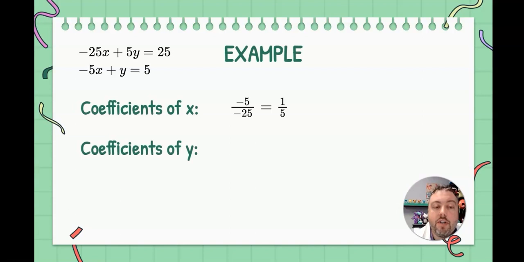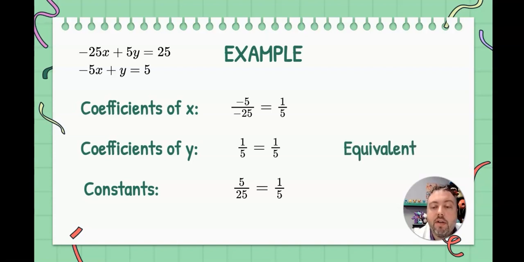When you don't see a coefficient, like in the second equation with that y, then we always know that an invisible coefficient actually means a coefficient of 1. So we're going to end up with 1 over 5, which is equal to 1/5. Finally, we have to check those constants. So in our case, it's 5 and 25. So 5 divided by 25 is equal to 1/5. So in this case, all three ratios do in fact equal the same amount. And because all three ratios equal the same amount, these are in fact equivalent equations.